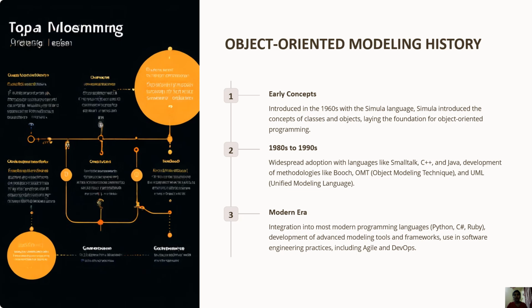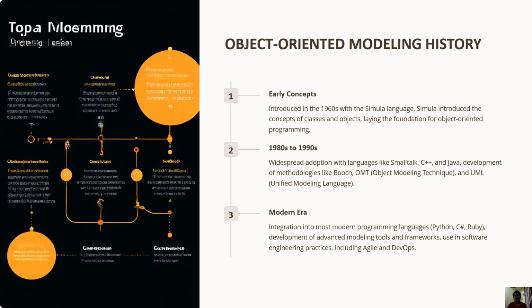So, early concepts. We introduced it in 1960 with the Simula language, and Simula introduced the concept of classes and objects, laying the foundation of object-oriented programming. Next, in the 1980s and 1990s, came widespread adoption with languages like Smalltalk, C++, and Java, and the development of methodologies like Booch, OMT, and UML. OMT stands for Object Modeling Technique, and UML stands for Unified Modeling Language.